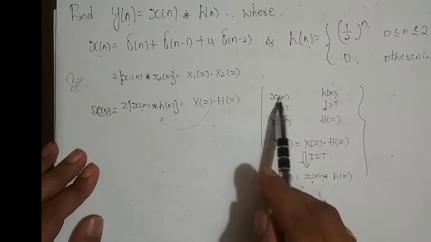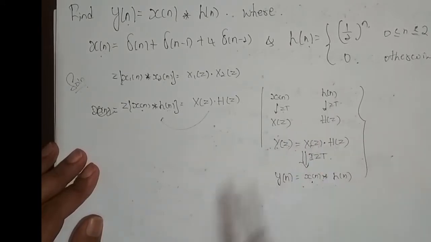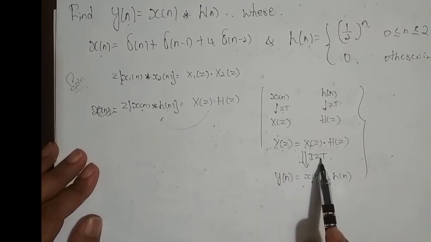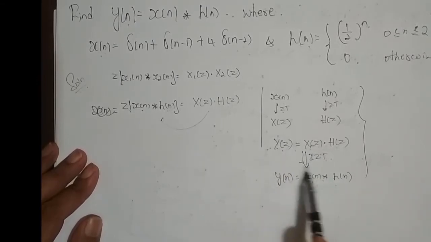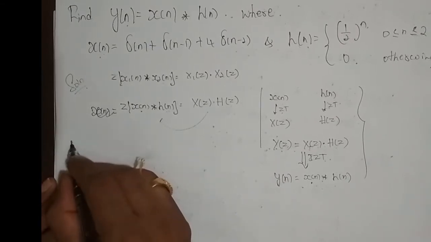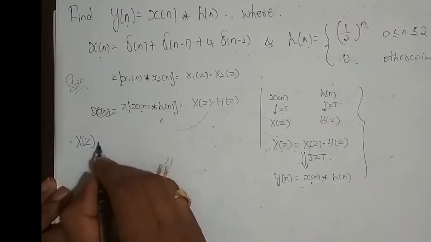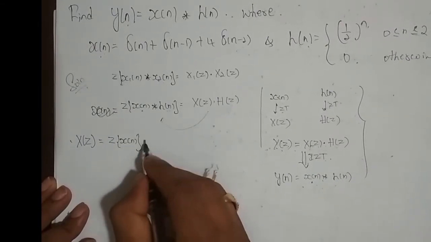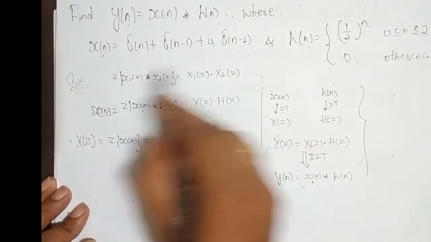First I'll take the Z transform of x of n, and then I'll take the Z transform of h of n. I multiply those two sequences and call it Y of z, and I'll take the inverse Z transform of that. Whatever the right hand side sequence I get from the inverse Z transform, that will be my convolution sequence, which is y of n. So first we'll find X of z. What is X of z? The Z transform of x of n.